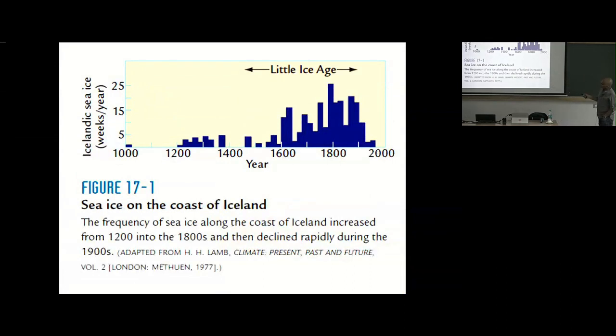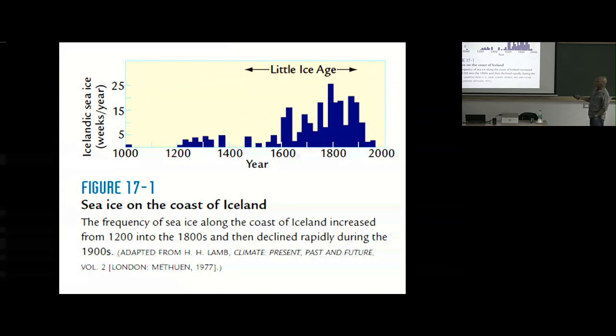So this is the Icelandic sea ice extent going back to the millennium. And you can see that the medieval warm period was beginning to end, and there was a spike in volcanic activity around this time.